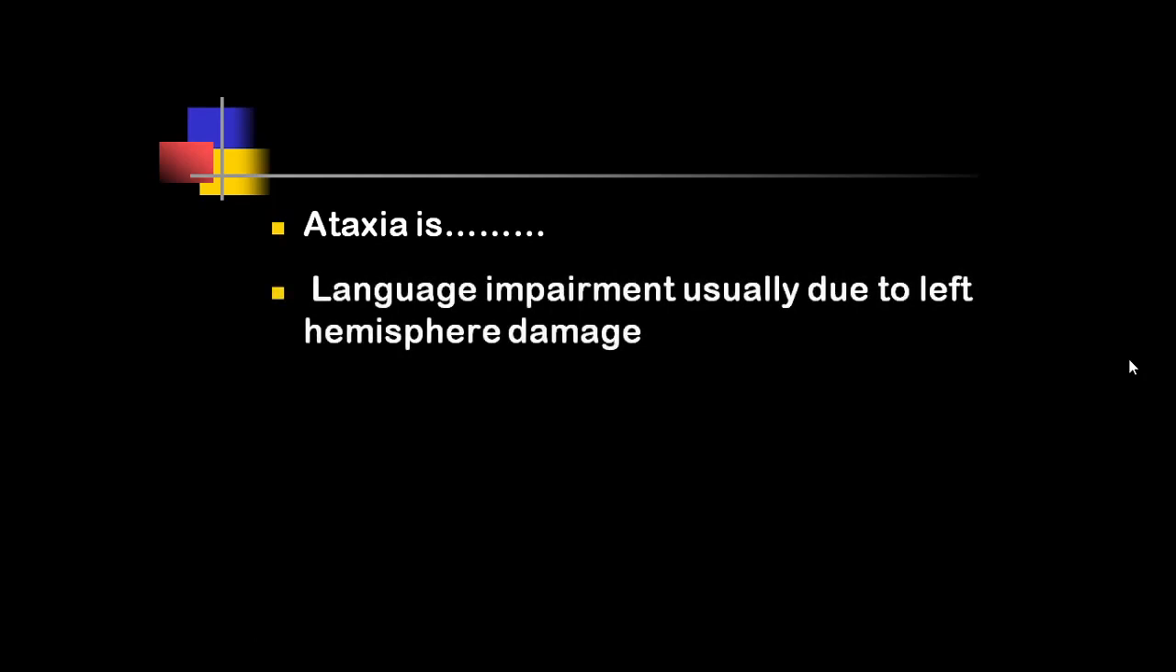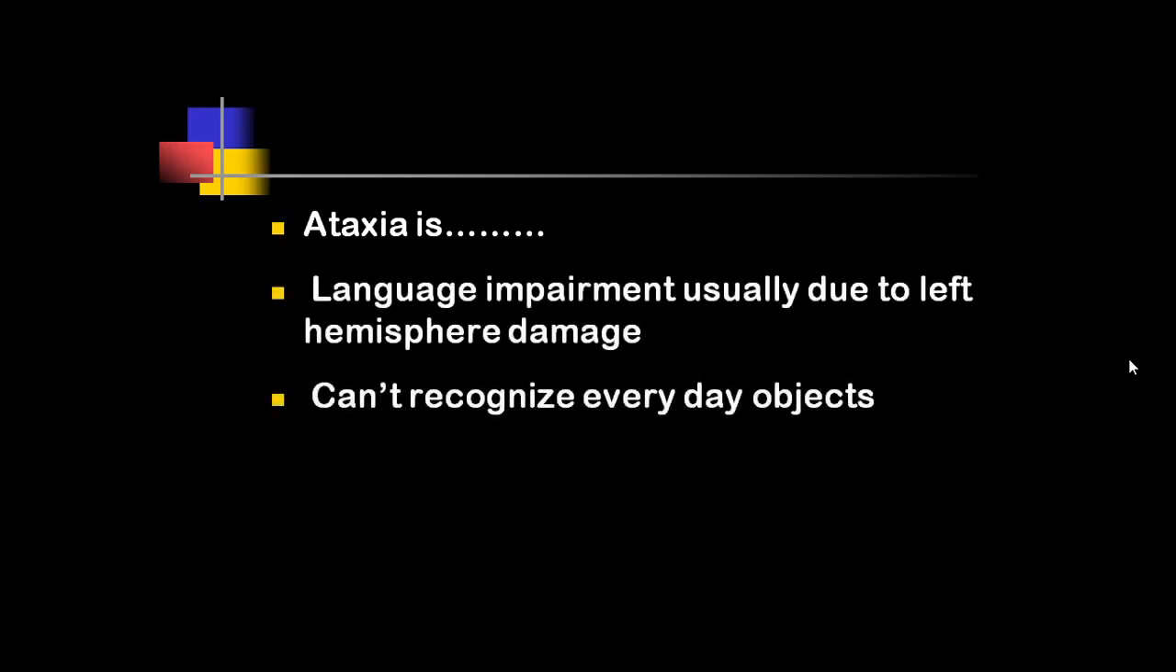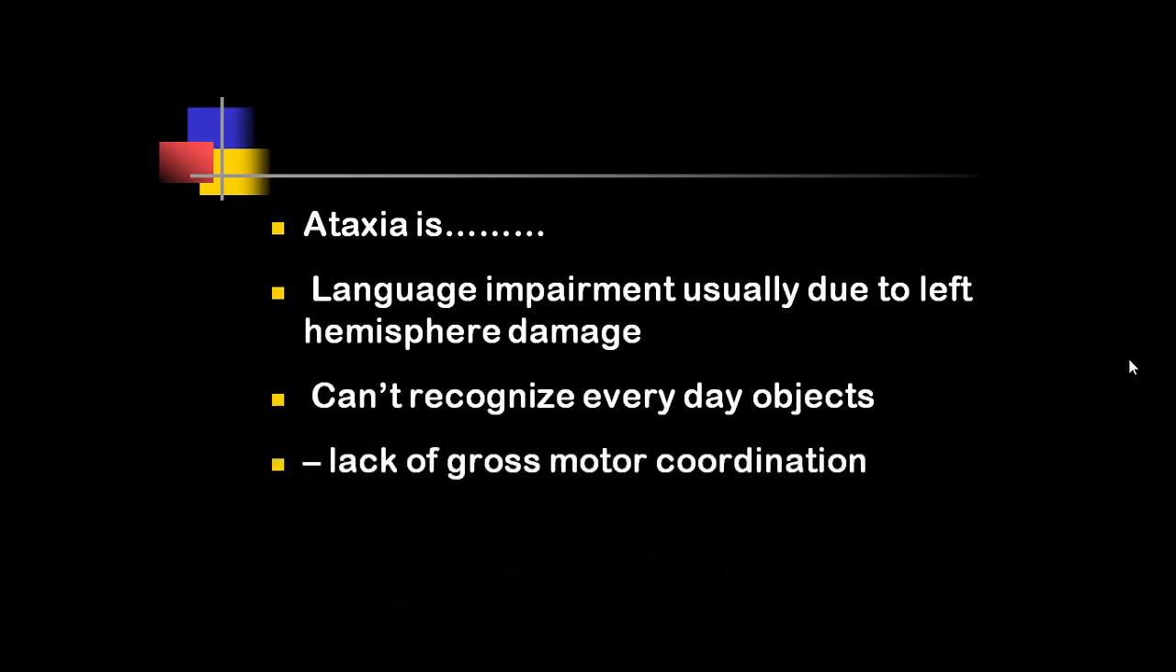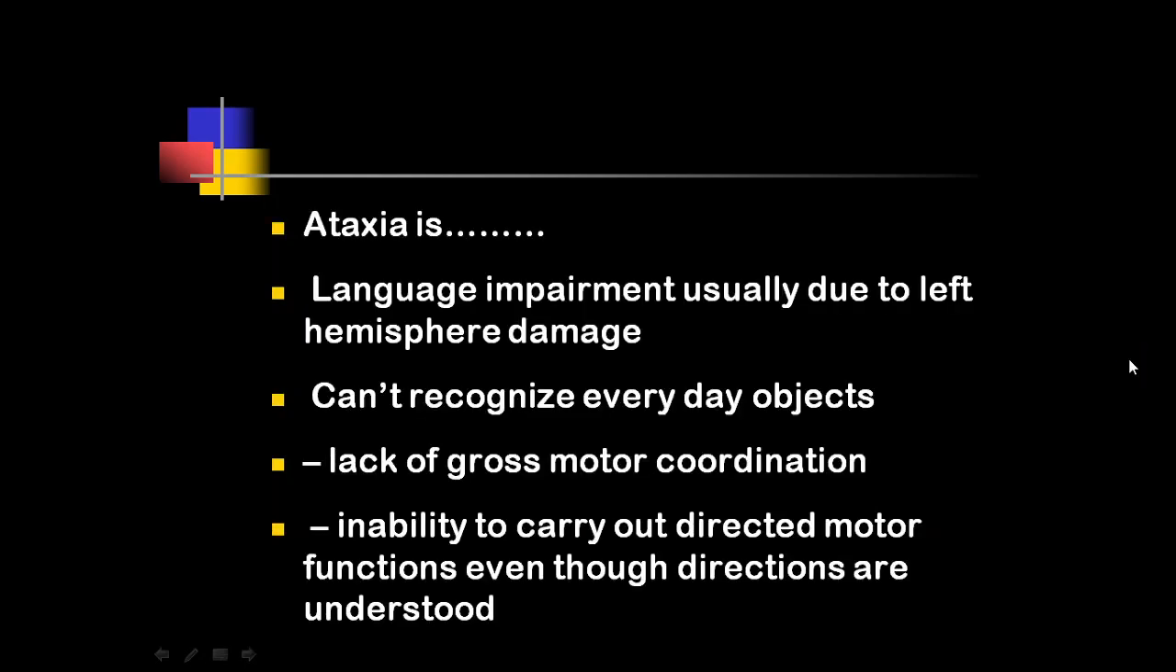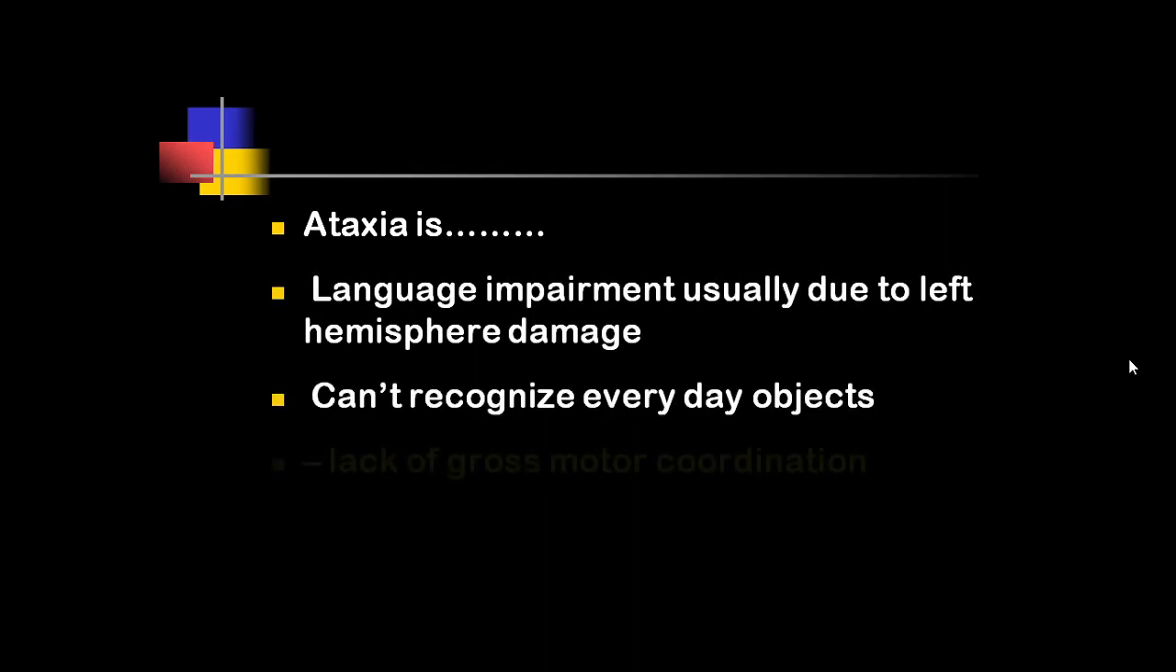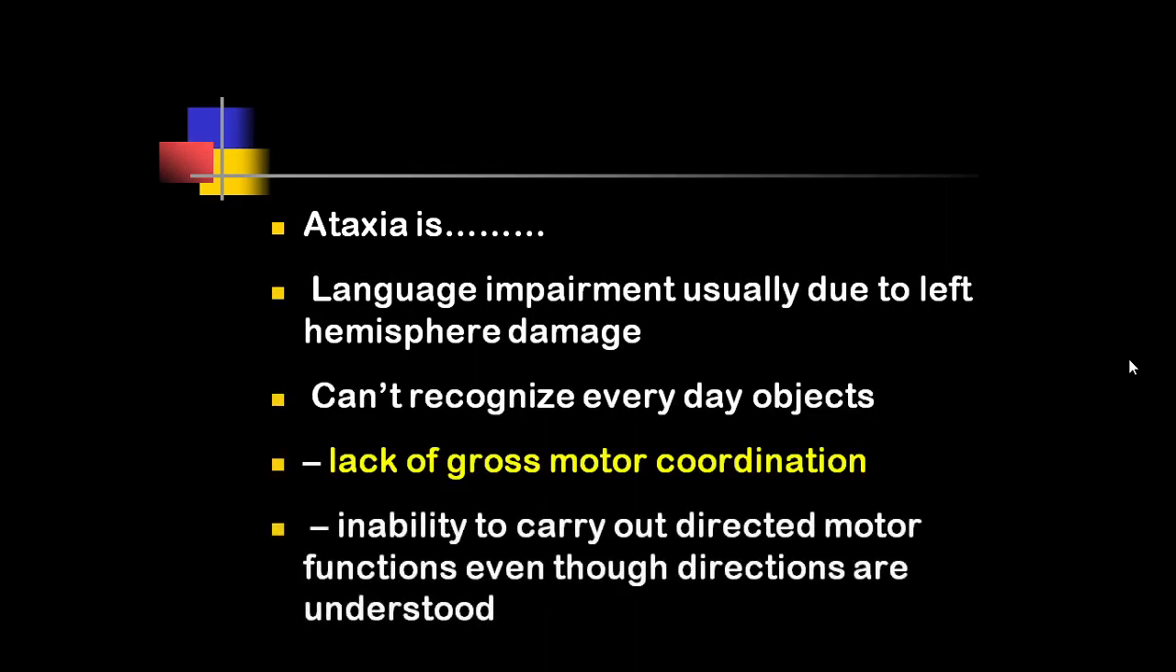Next. Ataxia is language impairment usually due to left hemisphere damage, can't recognize everyday objects, lack of gross motor coordination, or inability to carry out directed motor functions even though directions are understood. And ataxia, correct answer is lack of gross motor coordination.